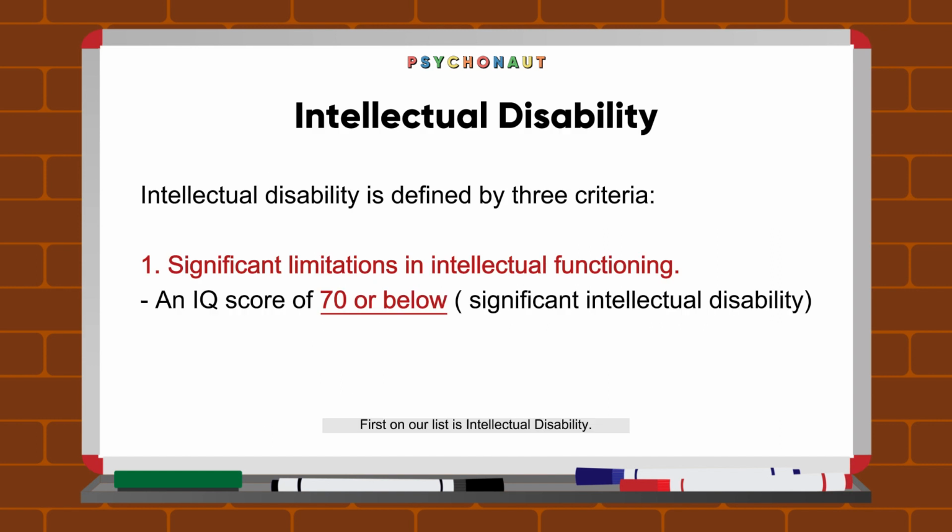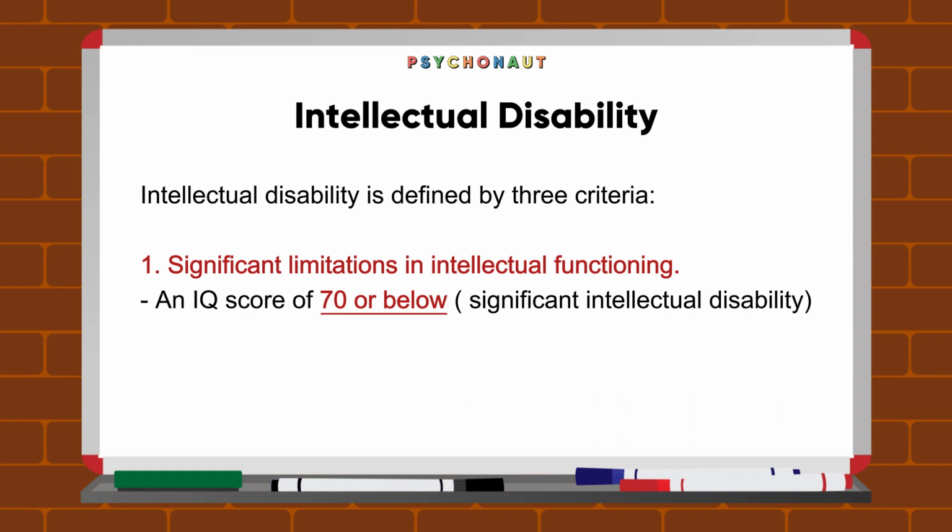First on our list is intellectual disability. ID involves significant limitations in intellectual functioning and adaptive behavior. It emerges during the developmental period and affects various aspects of an individual's life, including learning, communication, and daily living skills. Intellectual disability is defined by 3 criteria.